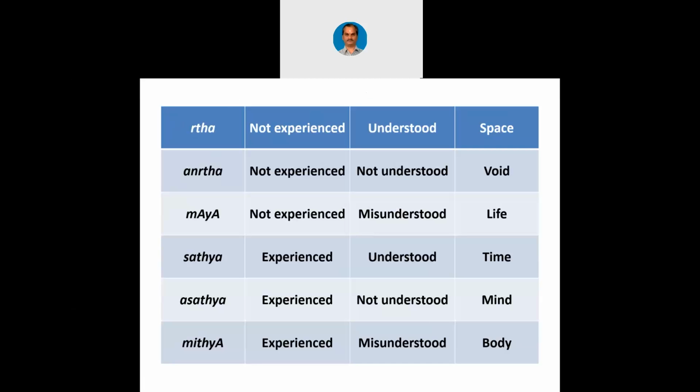Opposite of Ruta is Anruta. Means what? Not experienced, not understood. Such thing does not exist at all. You are not understanding, you are not experiencing. Such thing does not exist at all. That is void. Void does not exist at all. Space exists. Void does not exist anywhere.